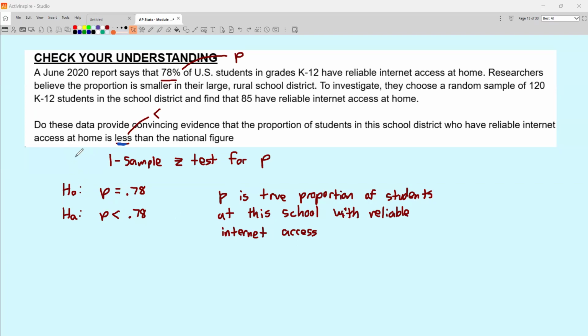So we have our procedure, we have our hypotheses, and we have our parameter. And those are all important to list at the beginning. And some books call this the state part. We state what we're doing.